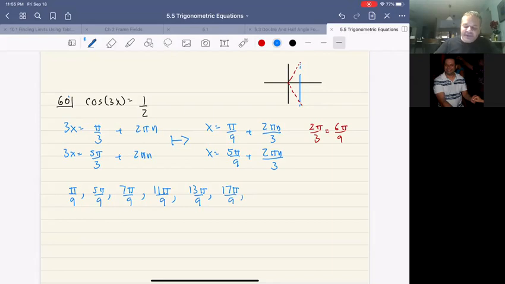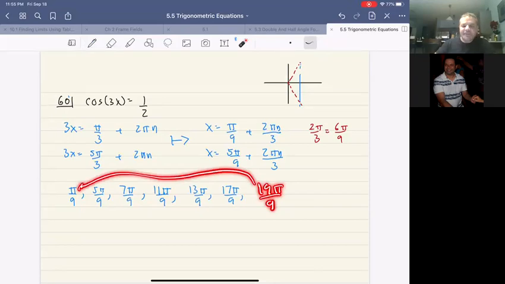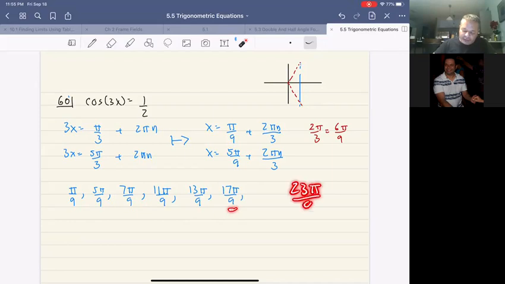Now if I do this one more time, that would take me to 19 pi over 9, and that's 2 pi plus this thing. If I go 6 more on this one, that would be 23 pi over 9, which is 2 pi more than this. So that's why we stop, because x should be between 0 and 2 pi.